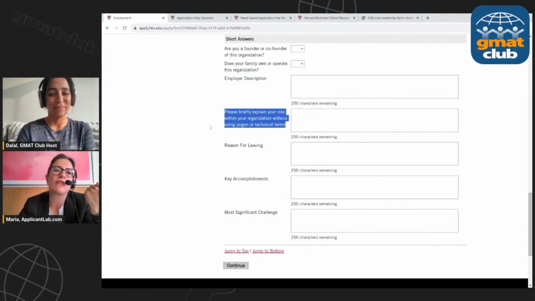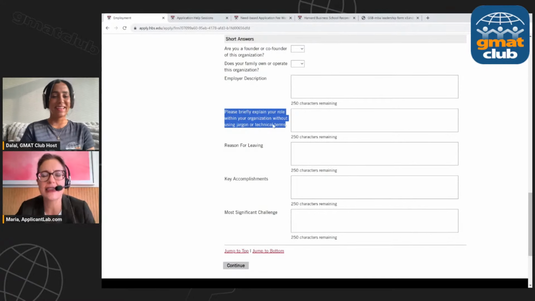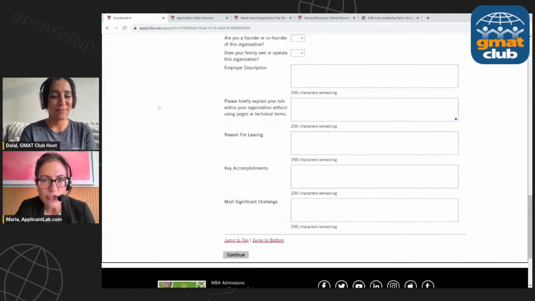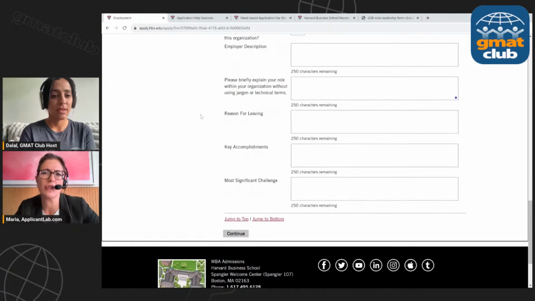I love this. Please briefly explain your role with your organization without using jargon or technical terms. I think this additional verbiage about without using jargon or technical terms, I don't think they used to have this. That's true, they didn't have it. Imagine the people who say, I'm in charge of the ASP.NET PHP framework and optimizing the API, whatever. Oh my God, I don't know what that means. That's not useful. And I don't think they used to say it quite this way because I think they would just assume that people would figure that out.